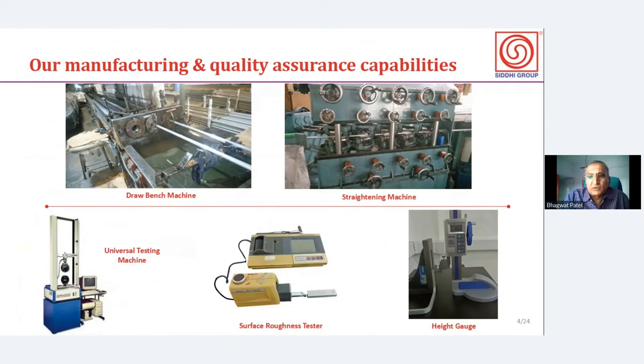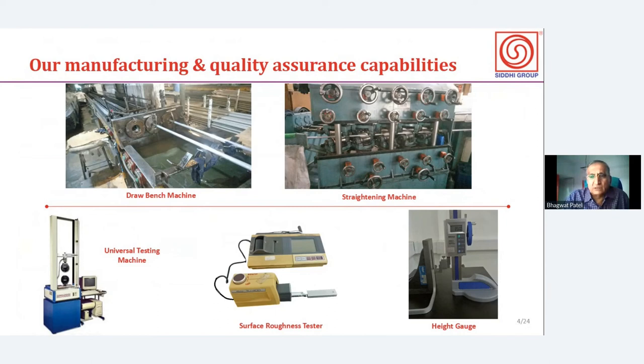Another important manufacturing process is the straightening machine. There are many manufacturing steps in between, but here we have displayed the two major machines we are using. This straightening machine has the capability of giving straightness to the tubes to the tune of 1 millimeter in a length of 2500 millimeters.